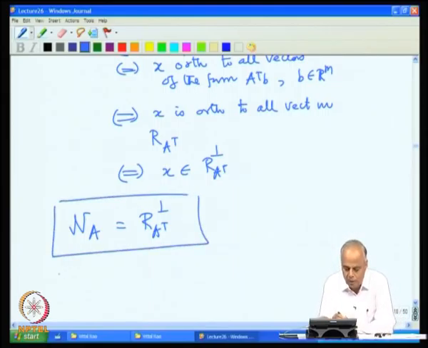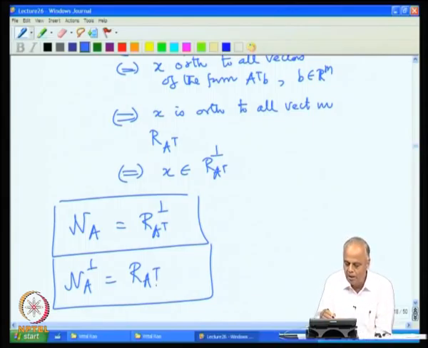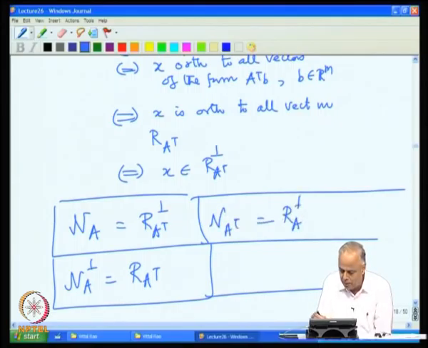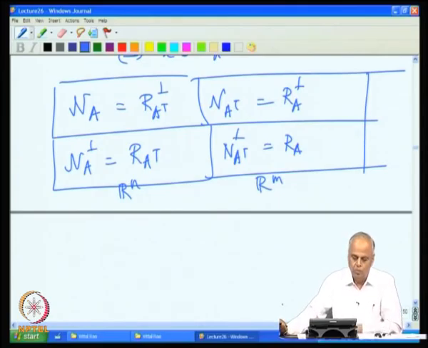Since the perp of the perp is itself, we get N A perp is R A transpose perp perp, which is equal to R A transpose. Analogous to this, on the other side, we get N A transpose is the range of A perp, and N A transpose perp is the range of A. So, this is on the R n side and this is the R m side. Now, what does this mean?